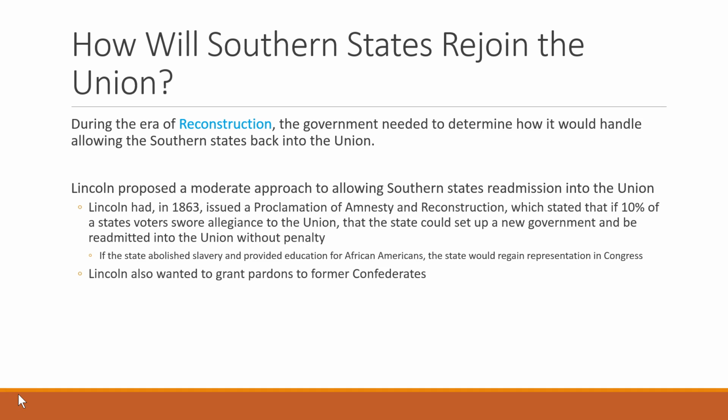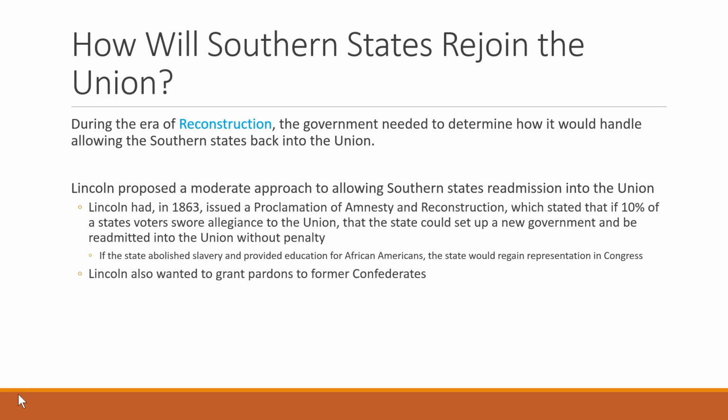So after figuring out what to do with the economy and looking at some of the economic issues that existed, we've also got to figure out how will the Southern states rejoin the Union. During the era of Reconstruction, the government needed to determine how it would handle allowing the Southern states back. Lincoln proposed a moderate approach to allowing states readmission to the Union.